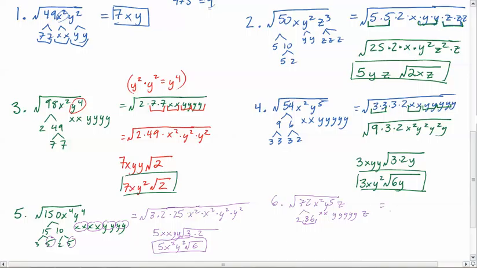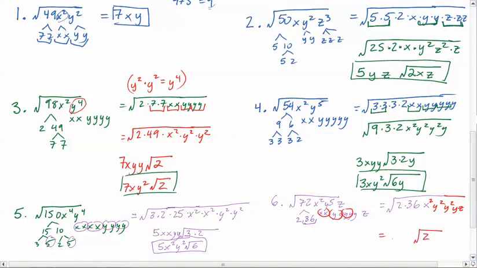And so let's write this out. So I now have the square root of 2 times 36. And then I've got 2 x's there, so that's going to be x squared. I've got 2 y's, so that's y squared. Got 2 more y's, that's another y squared. And then I got a y and a z hanging on at the end. And so we're going to simplify. I don't know the square root of 2, so it's going to stay.